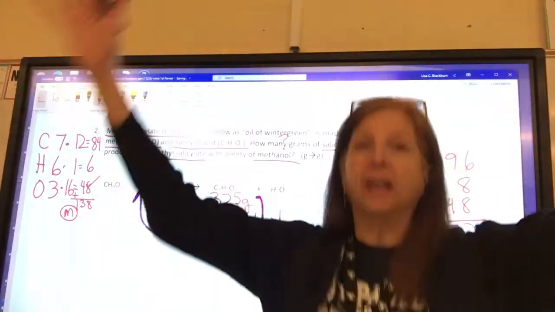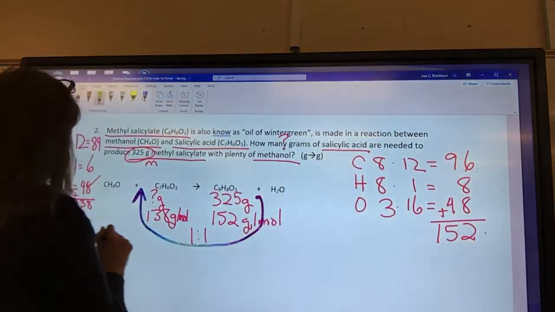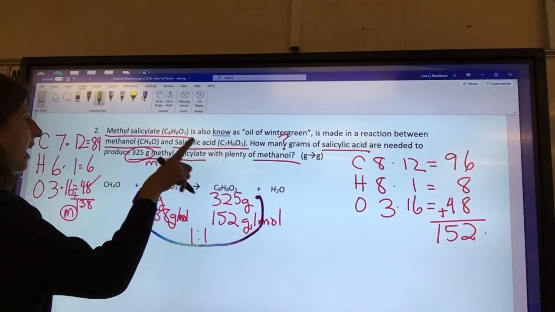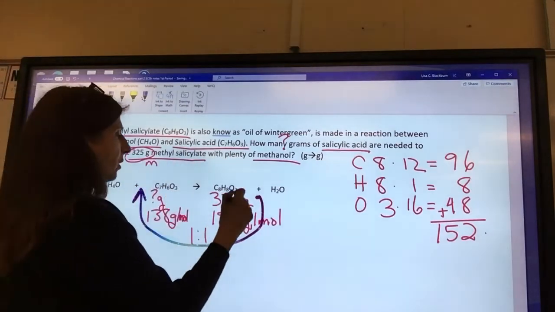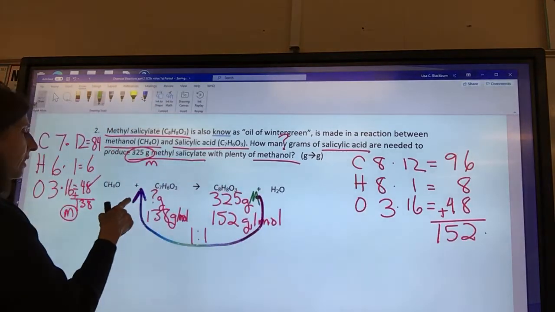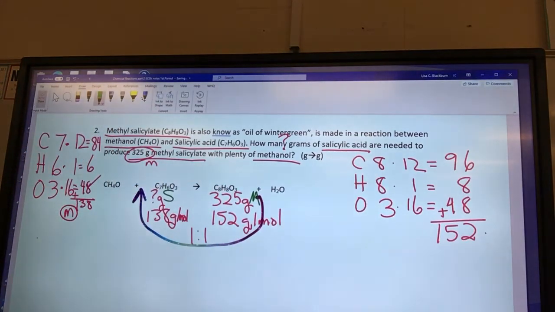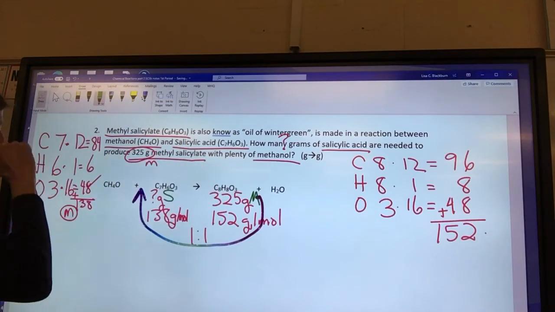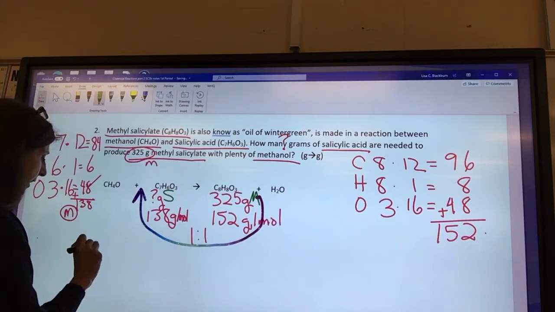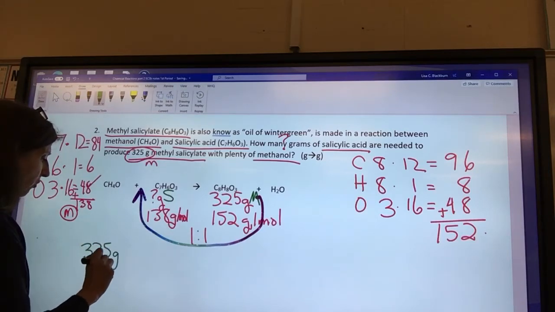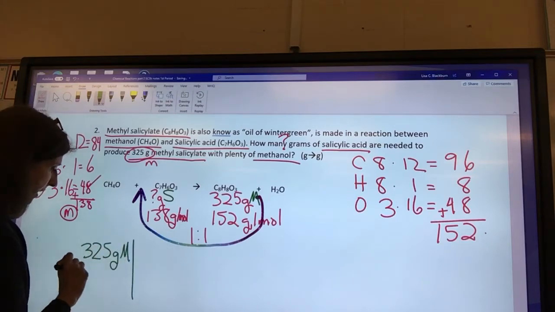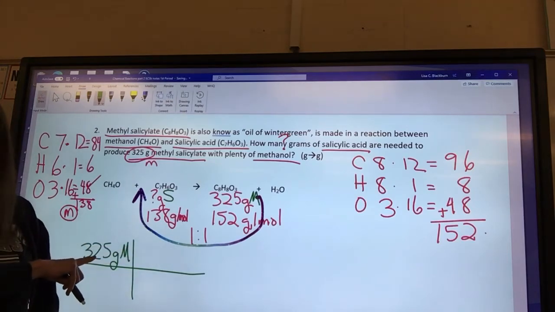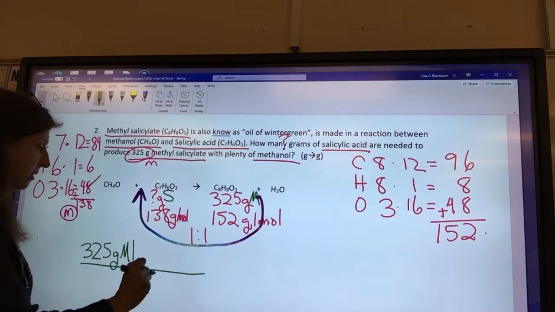What do we write first? What we know, which is 325 grams. What we are starting with is methyl salicylate, and what we're getting is salicylic acid. So we're going to call this grams of M, and we're going to call this grams of S, because this one is methyl salicylate and that one's salicylic acid. So we start with 325 grams of M. What goes on the bottom? Grams of M. Whatever you have here, you write there because you want to cross them out.